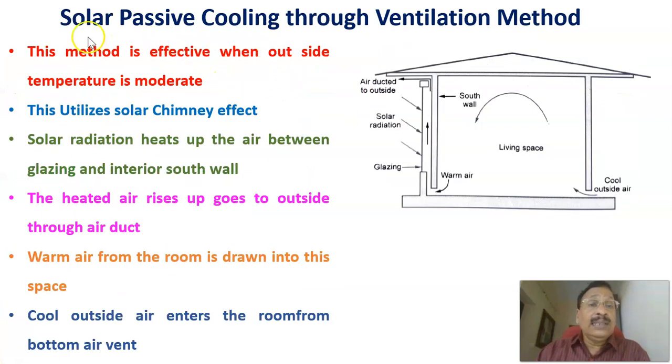Now continuing the solar passive cooling through the ventilation method. This method is effective when the outside temperature is moderate. This utilizes the solar chimney effect. The solar radiation heats up the air between the glazing and the interior south wall. Here this is a glazing and this is the south wall, and the air is getting heated, so the air rises up and goes outside through the air duct.